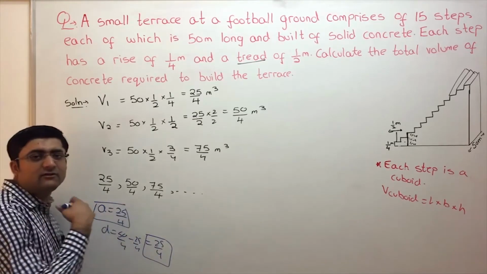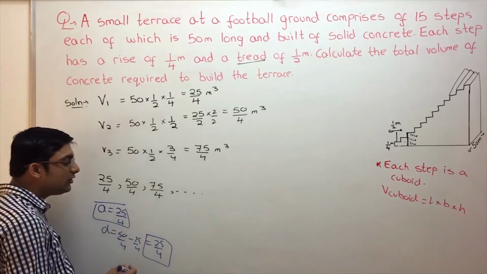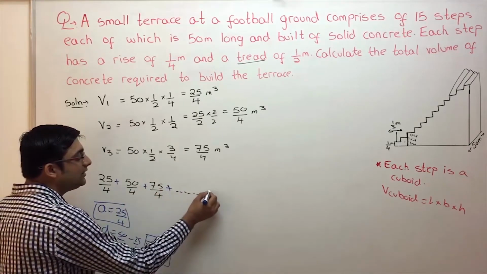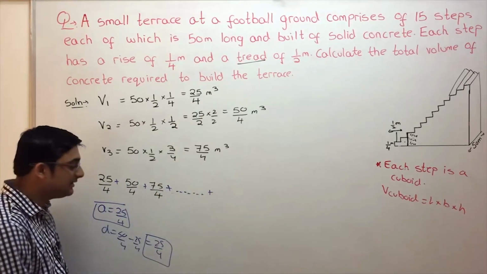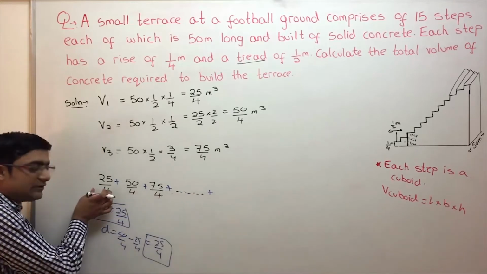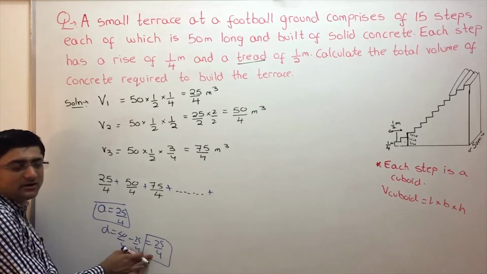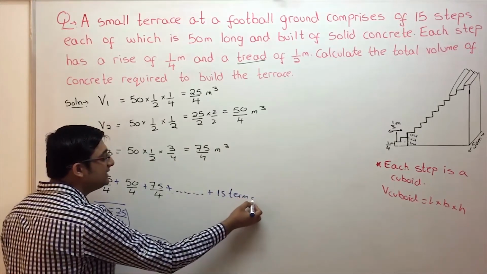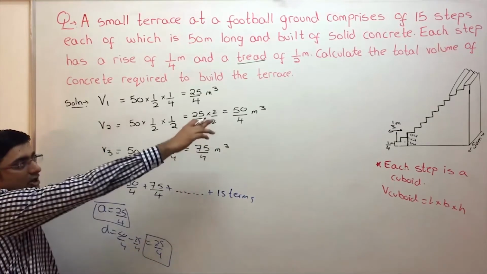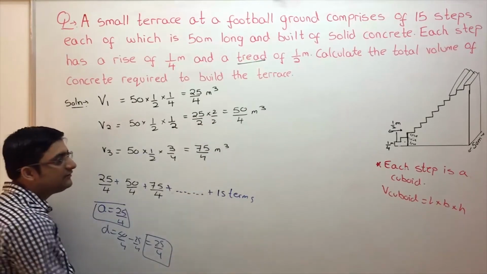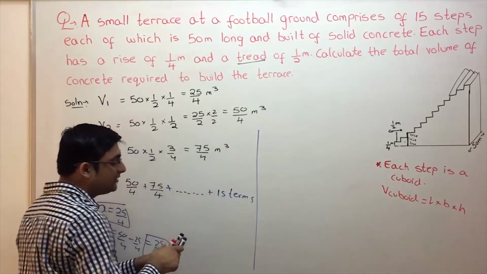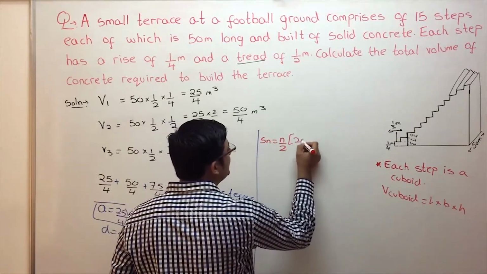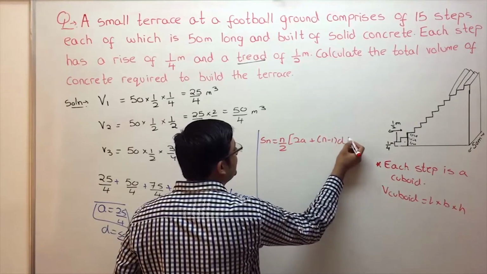Now, what do we have to find? We have to find the total concrete required. So the total concrete required is this plus this plus this, and so on till the 15th step. So we have an AP whose first term is 25/4 and common difference 25/4, and we have to find the sum of the first 15 terms. Why 15 terms? Each term here is one step, and there are 15 steps. So sum up till 15 terms. What is the sum of n terms of an AP? n/2 into 2a plus n minus 1 into d.